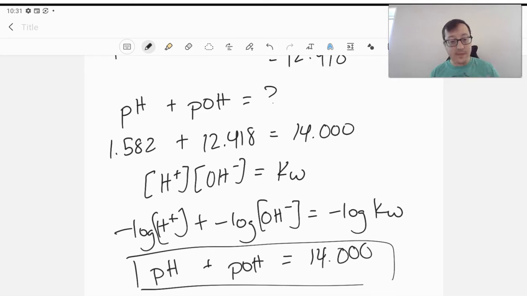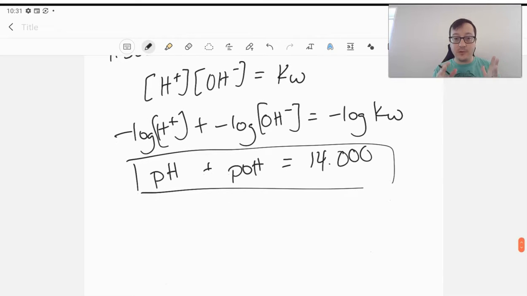And with this, once we know the pH of something, we can calculate the pOH very easily. Just subtract it from 14. And so another tool we have added to our toolkit. And the last one I want to go over is how we go from pH back to H plus concentration.